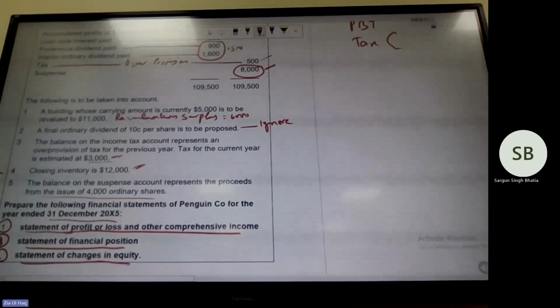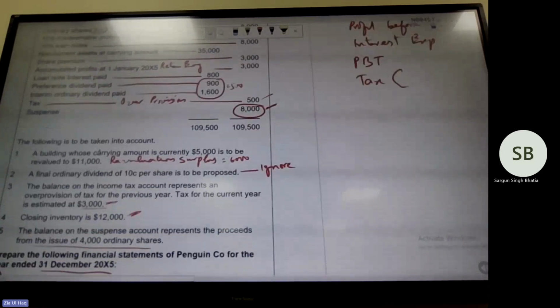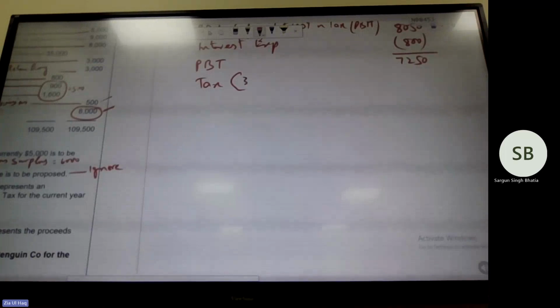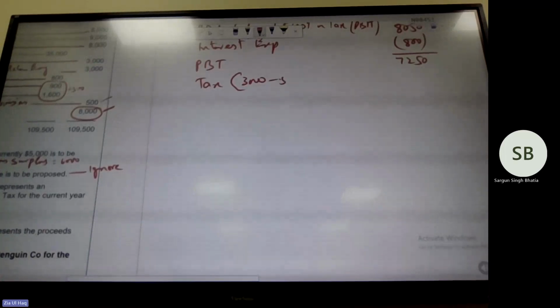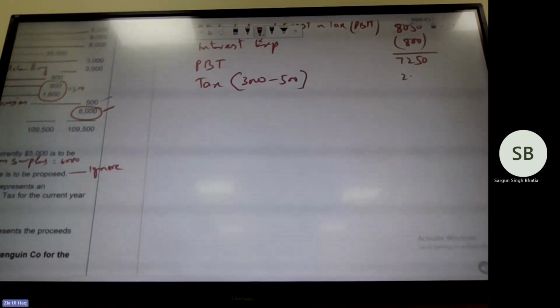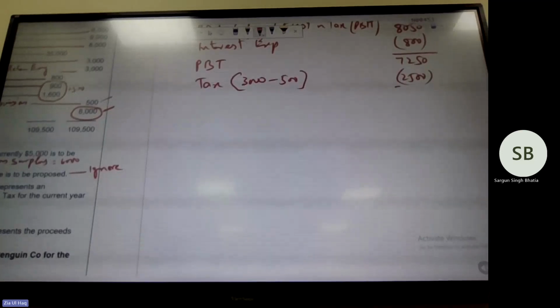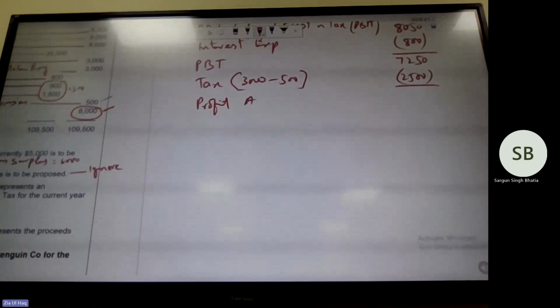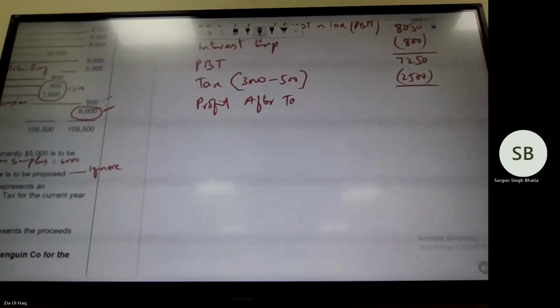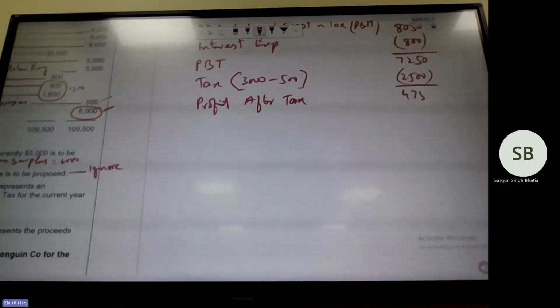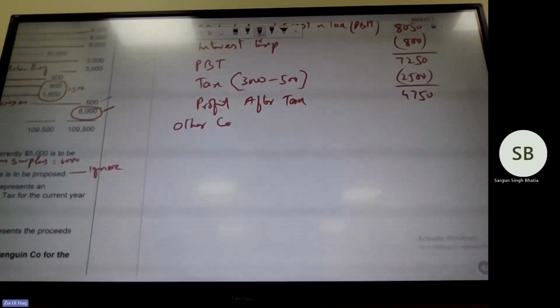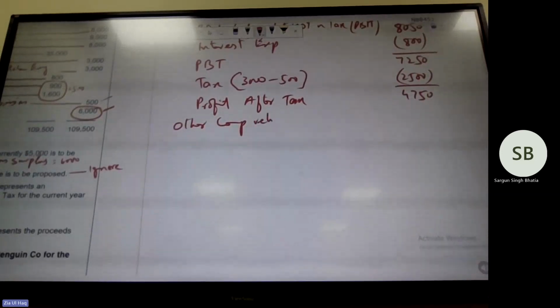Then tax. How much is the liability for the current year? 3,000, and there is an over provision of 500. So 3,000 minus 500 over provision, that will be 2,500. We will arrive at profit after tax. What is the figure for profit after tax? 4,750.